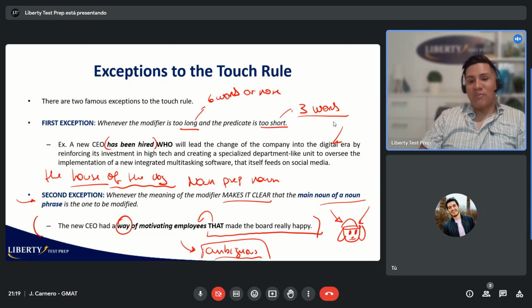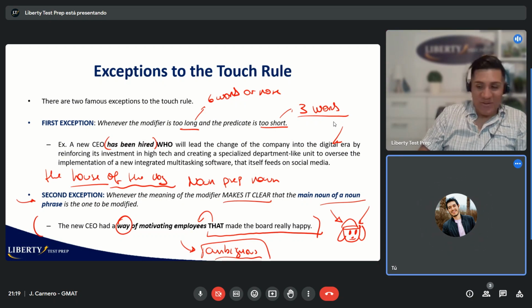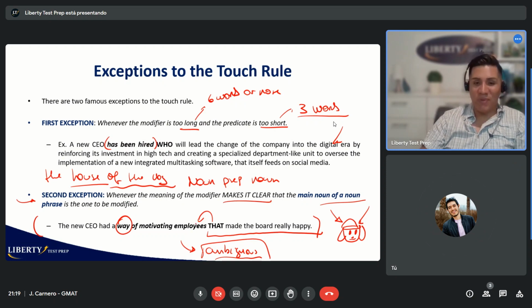It could. Why could employees make the board happy? Maybe they're good employees. What do you have against those employees? Because they're doing nothing. How do you know they're doing nothing? Just the employees, now the employees, they could be great employees. So that would be ambiguous.